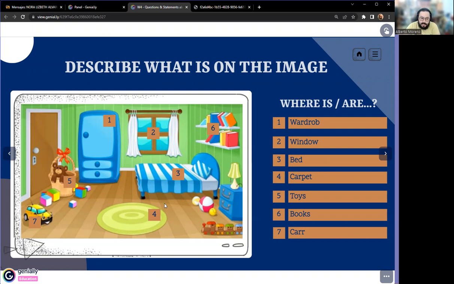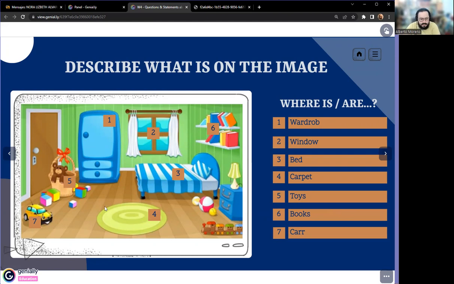Después tenemos la alfombra. Where is the carpet? The carpet is on the floor. Is in front of the car, across the wardrobe. Or in opposite side of the window. Okay. Opposite to the window.